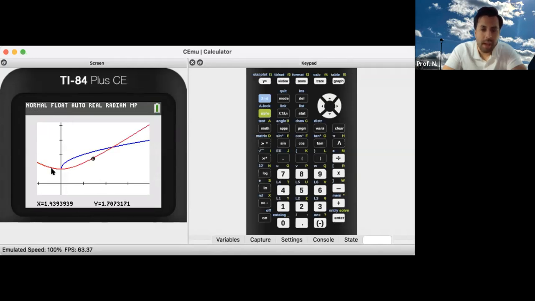So look what I have. I have y1, this is the blue curve, and y2, which is the red curve. Now, where do they intersect? Where do they cross? The intersection points of these two graphs represent the solution to the equation. That's what it represents. So it looks like it intersects right here. How do we figure out the coordinates where the two graphs intersect? Does anybody know how to do this on the calculator?